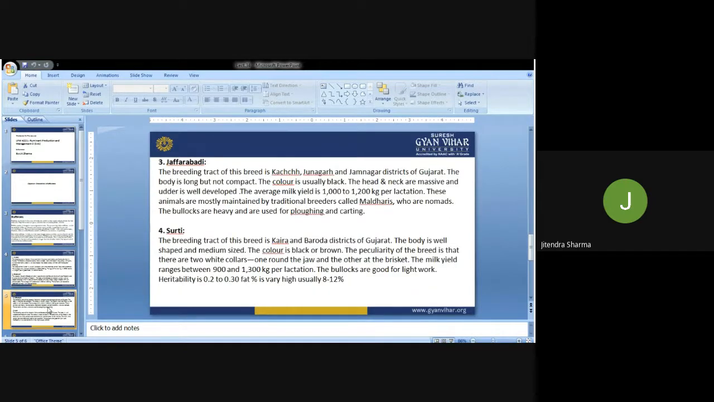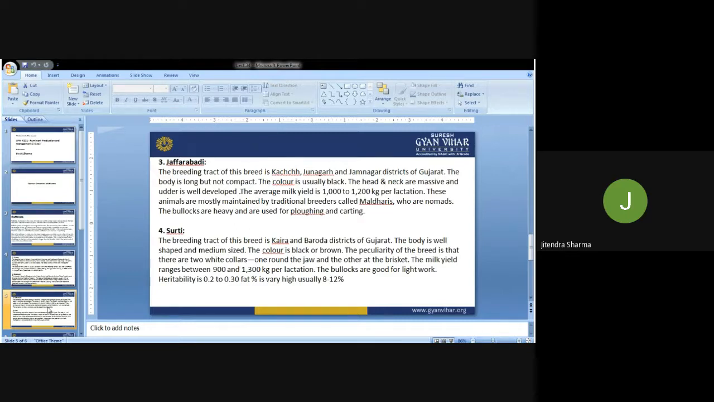Now the third breed, which is very popular, is the Jaffarabadi, because this breed contains approximately 19 to 20% fat in the milk. Although the milk production is comparatively lower, the breed has that genetic potential. They produce on average 18 to 20% fat. The breeding tract of this breed is Kutch, Junagadh and Jamnagar districts of Gujarat.